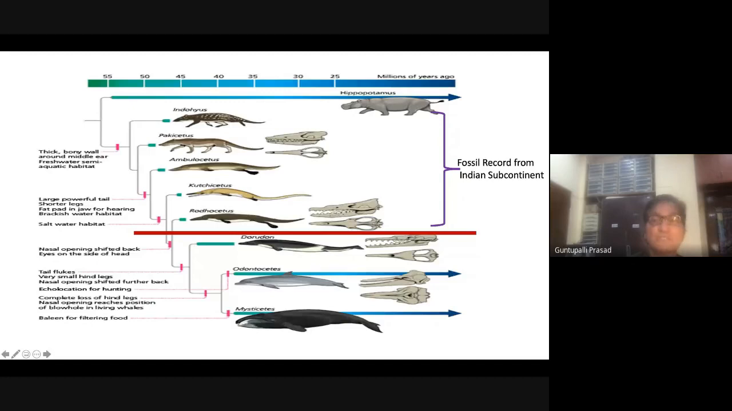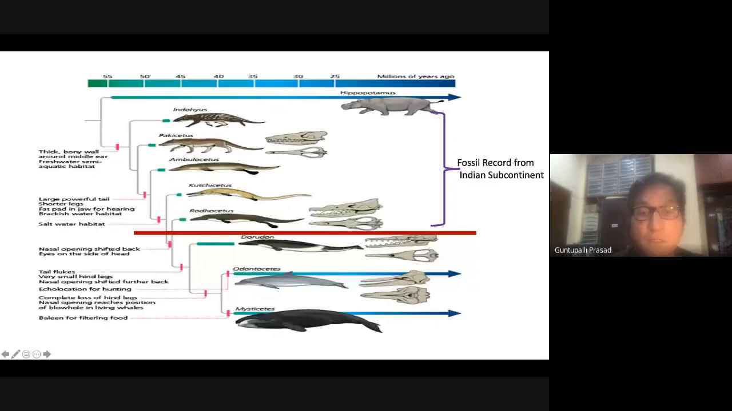So what you are seeing here is the first 15 million years of whale evolution. This took place in the Indian subcontinent. And after that, they moved out of India along the Tethys, the sea that existed between Europe and Africa and India and Asia. They moved towards the west, near Africa, and then to the south of North America, and also to South America. So the first 15 million years of whale evolution took place in the Indian subcontinent. We should be very proud of that. We have an excellent fossil record of this from India.